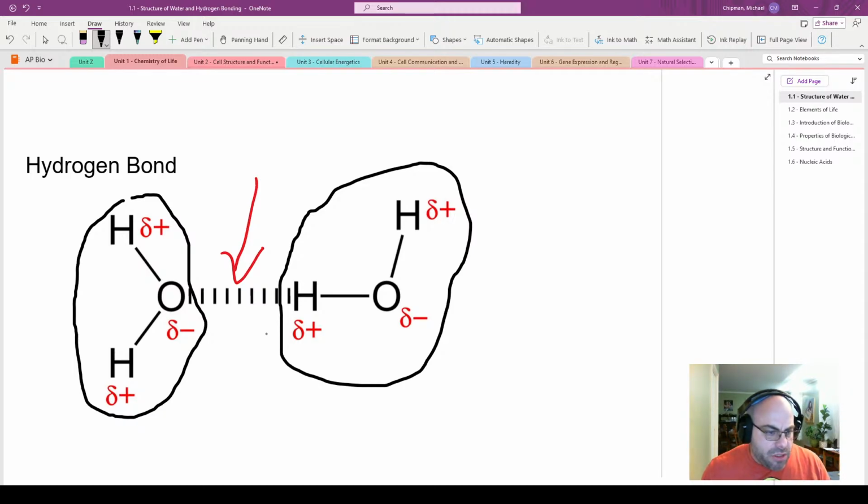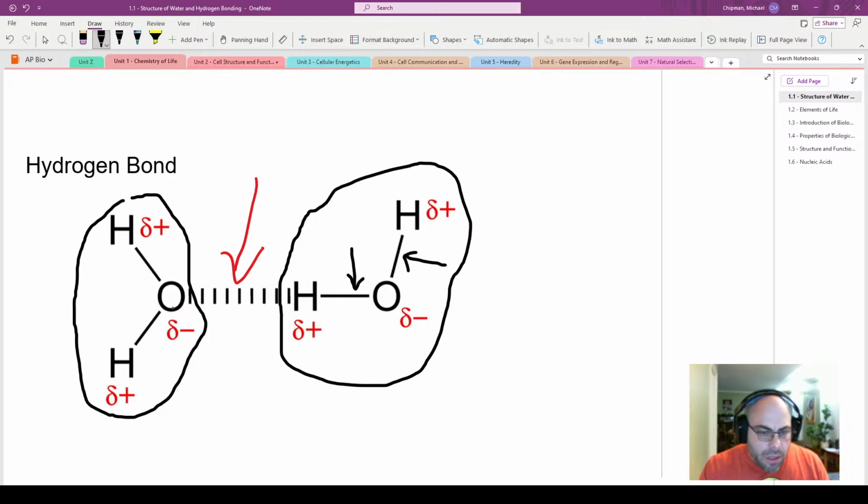Are the bonds between the oxygen and the hydrogen on the same molecule covalent bonds? Yes. Good question. So this is a covalent bond, right? This is a covalent bond because this hydrogen here and this oxygen here are sharing electrons. This bond right here with the red arrow is a hydrogen bond because it's two separate water molecules and they are attracted to one another through a hydrogen bond.